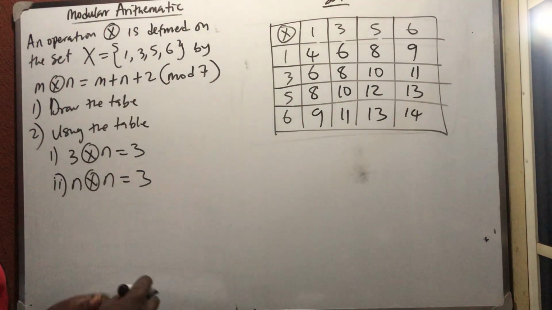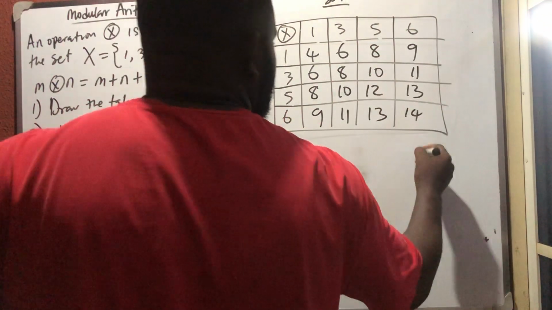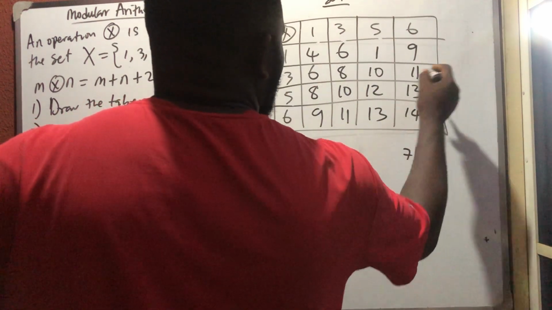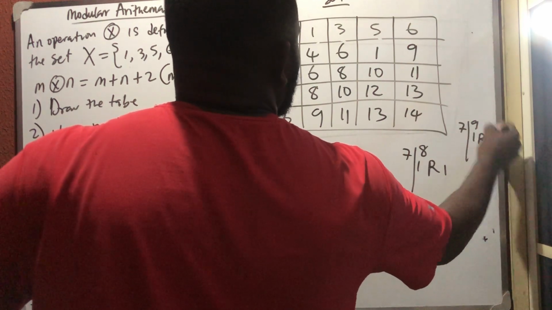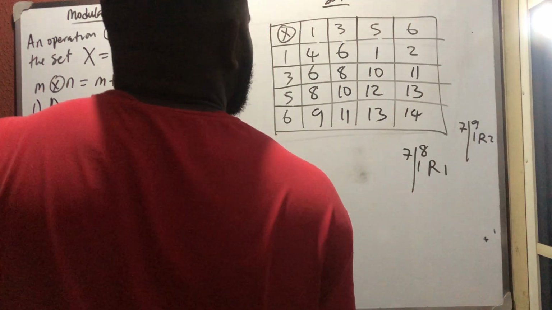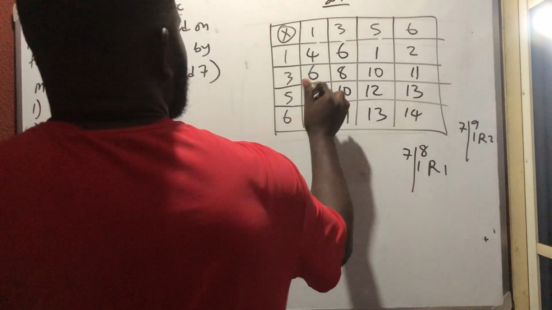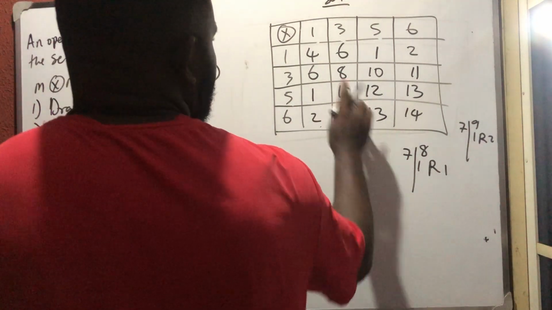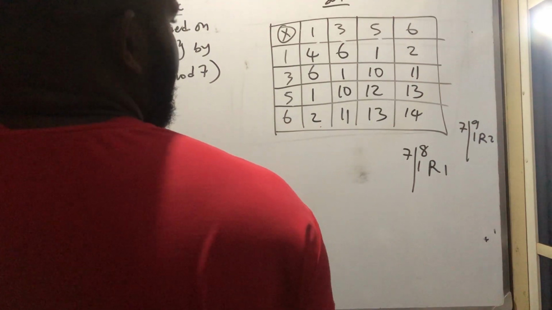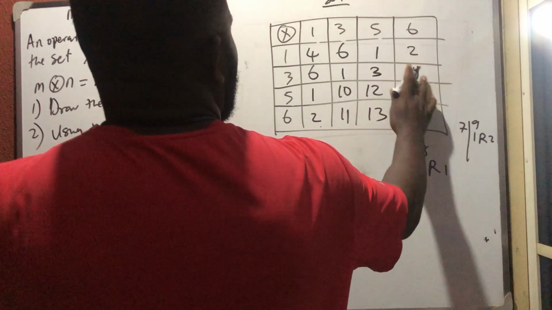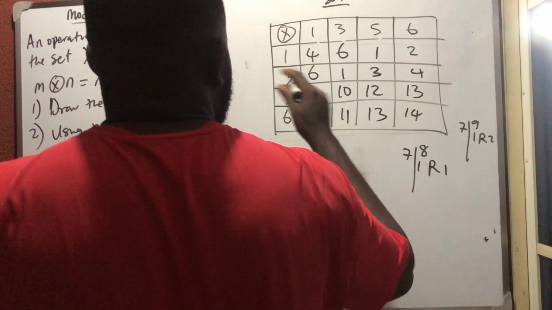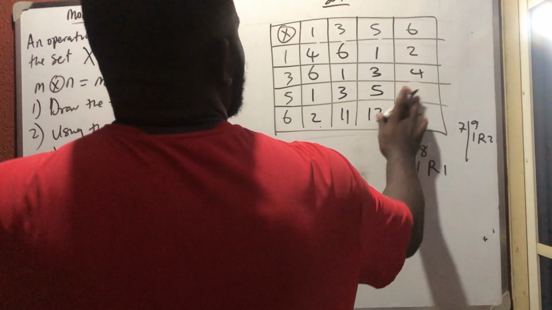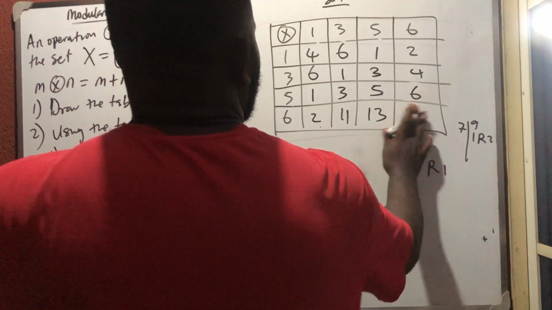But they say it's in mod 7. So we cannot get anything that is higher than mod 7. So this 8, we convert it. 8 divided by 7 is 1, remainder 1. So here is 1. 9 divided by 7 is 1, remainder 2. So here is 2. Which means here is still 1 and 2 again. 8 gives us 1. 10 will give us 3. 11 will give us 4. 10 will give us 3. 12 will give us 5. 13 will give us 6. 14 will give us 0.